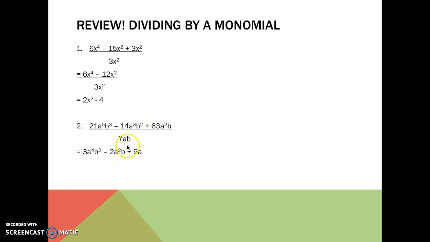b squared divided by b is b, and last but not least, we have 63 divided by 7, well, that's 9. a squared divided by a, well, that's 1a. And then b divided by b, those cancel out. So our answer is 3a to the fourth b squared minus 2a squared b plus 9a.